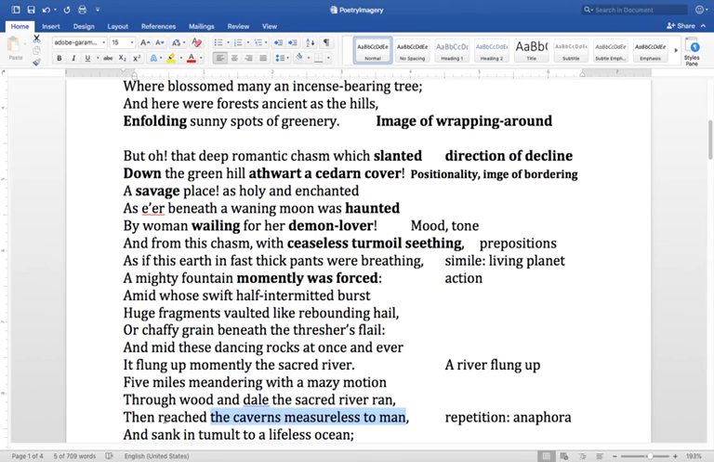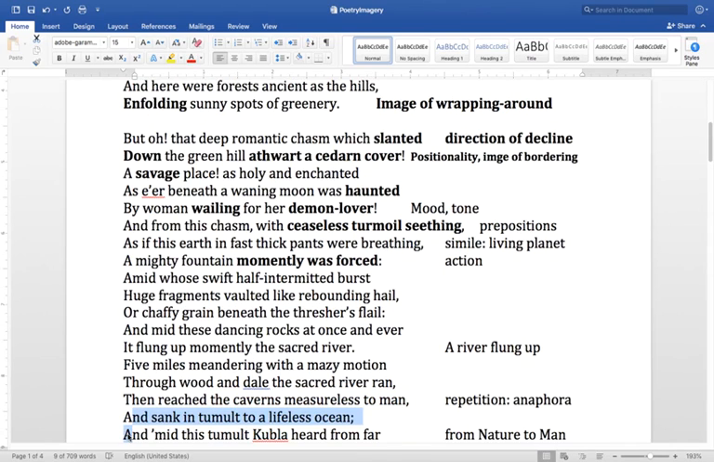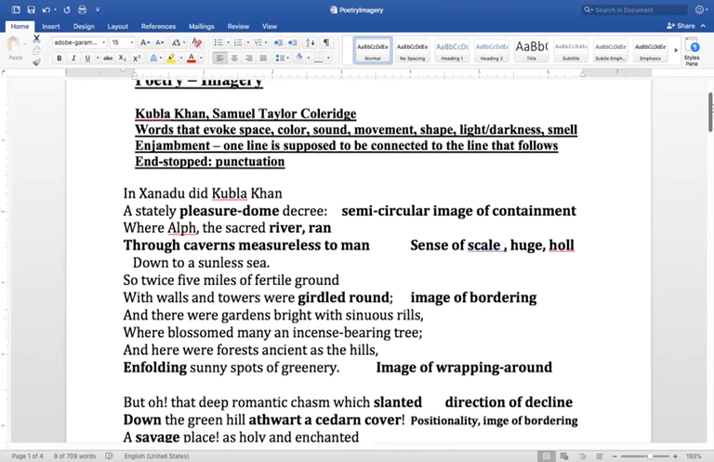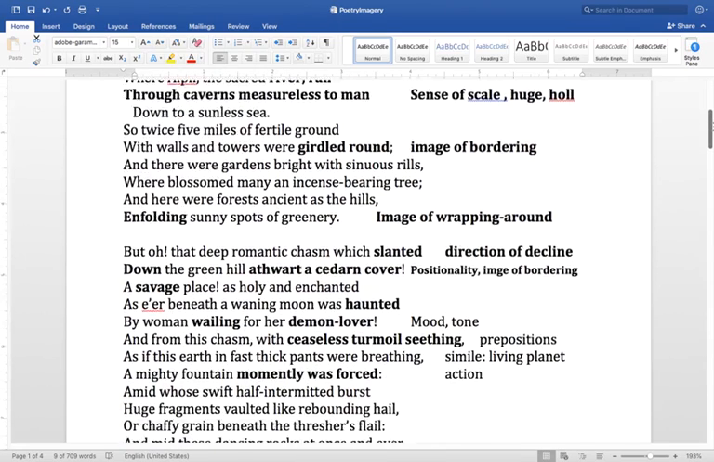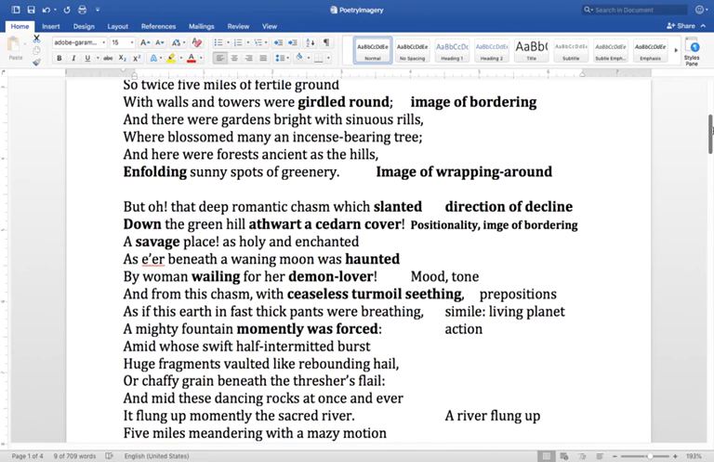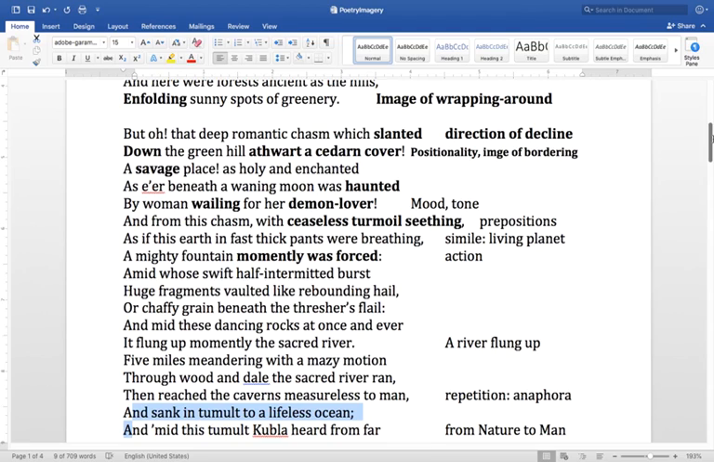And so this movement upward of this river, which is now sinking in tumult to a lifeless ocean. Remember, ocean was mentioned before. Before it was a sunless ocean. So there's a repetition with a kind of difference over here, right, everybody? Before it was the sunless ocean where the river ran, and here it is the lifeless ocean.